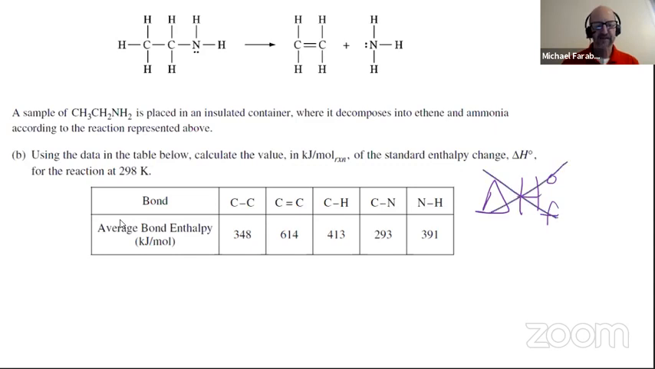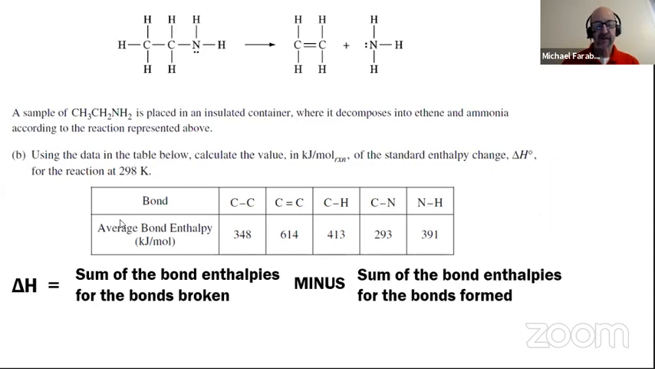This is about bonds. The delta H has to do with the endothermic process, which is a positive number for breaking bonds, and then the exothermic process for forming a bond. And that's where that minus sign comes from, that the minus sign is attached to the formation of the bonds, because forming a bond is an exothermic process.